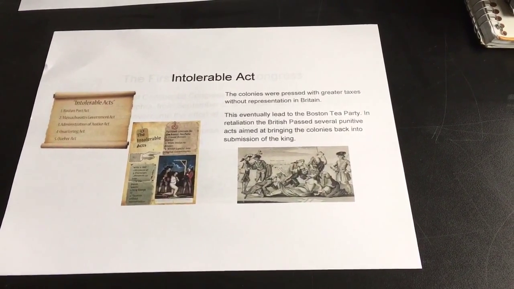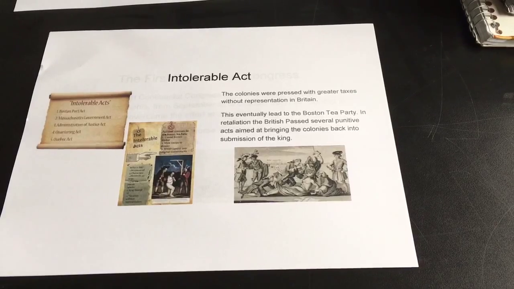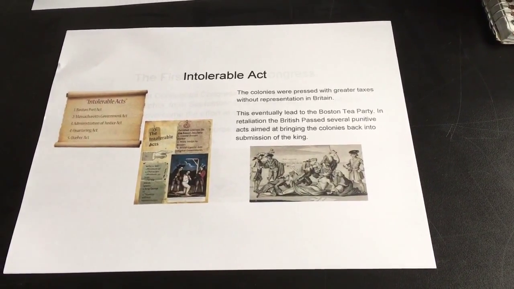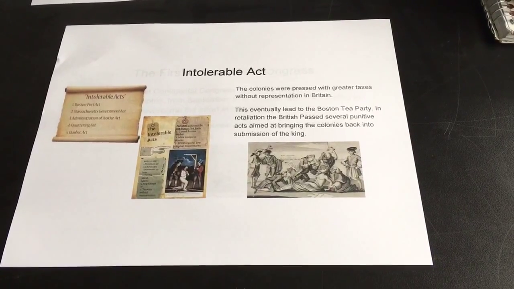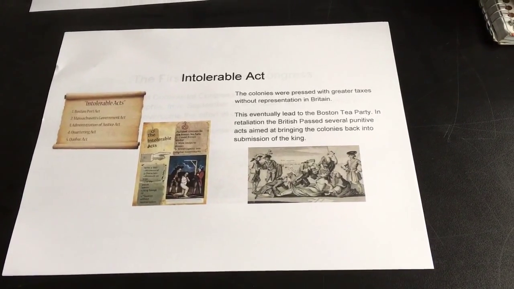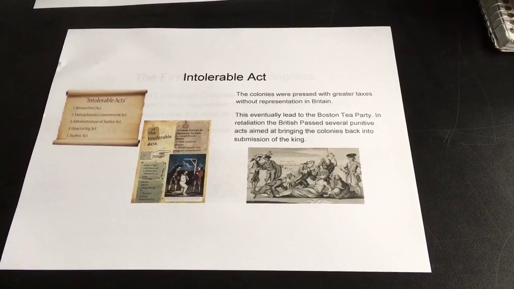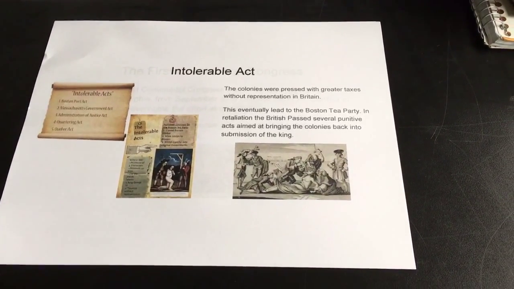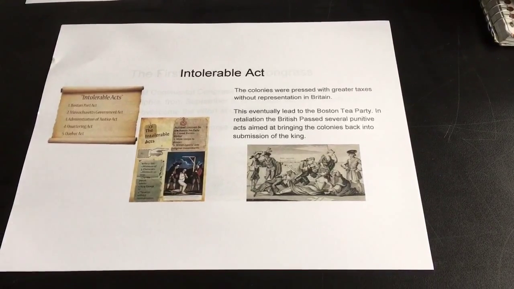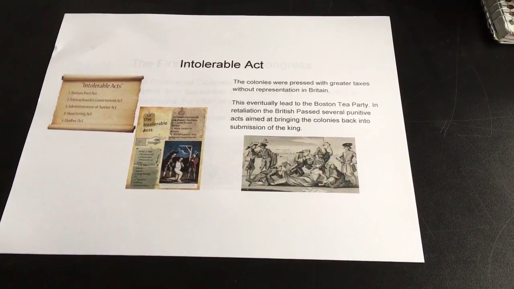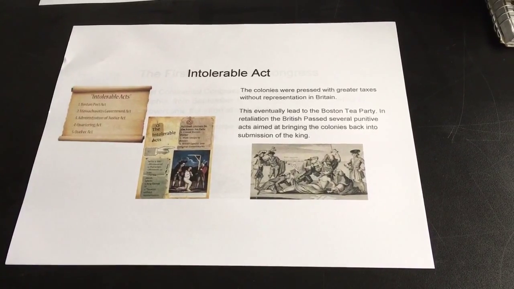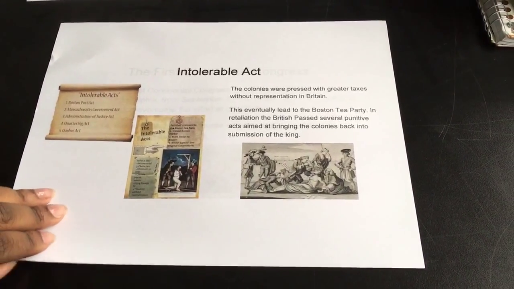The Intolerable Acts. On May 10, 1774, Parliament passed the Tea Act with the goal of aiding the struggling British East India Company. The colonists were pressed with greater taxes without any representation in Britain. This eventually led to the Boston Tea Party. In retaliation, the British passed several punitive acts aimed at bringing the colonists back into submission to the king.